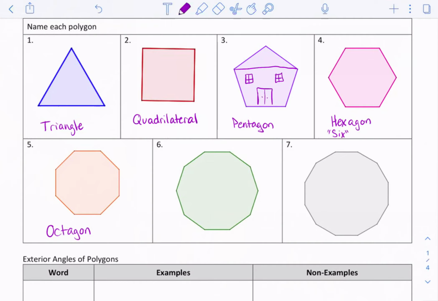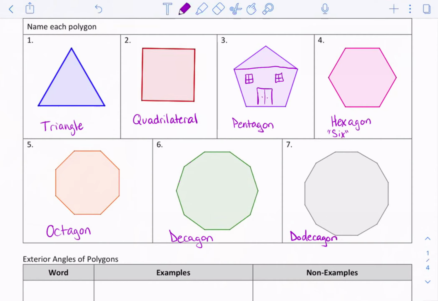Number 6 looks like I have 1, 2, 3, 4, 5, 6, 7, 8, 9, 10 sides. So I know I skipped 9 sides, which 9 sides is a nonagon. But 10 sides, like 10 years, is a decagon. And number 7 has 12 sides. Now a 12-sided shape is similar to decagon, where it's the 10, and then you need 2 more, so dodecagon. A dodecagon is a 12-sided shape.